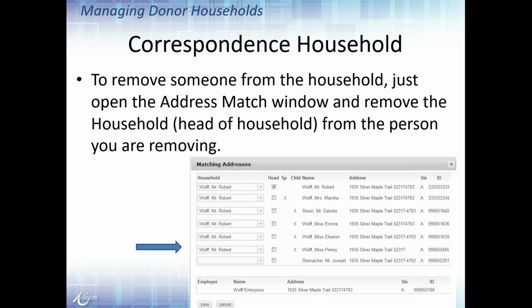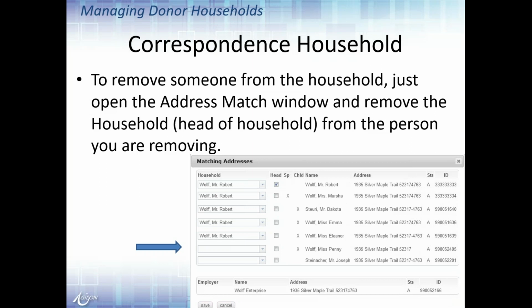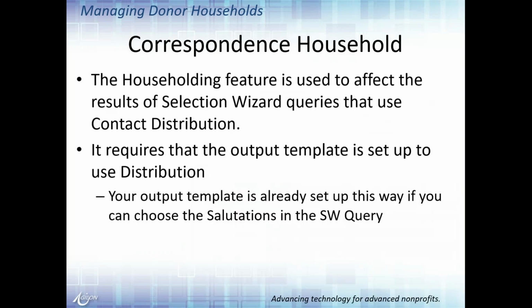And that would be by saying, okay, we don't want Penny as a part of this household anymore. Maybe she's moving out of the house. So all you need to do is take Robert Wolf, that household, you just remove that from this row, and that will remove the necessary relationships. And make the save. And that is how you manage those.